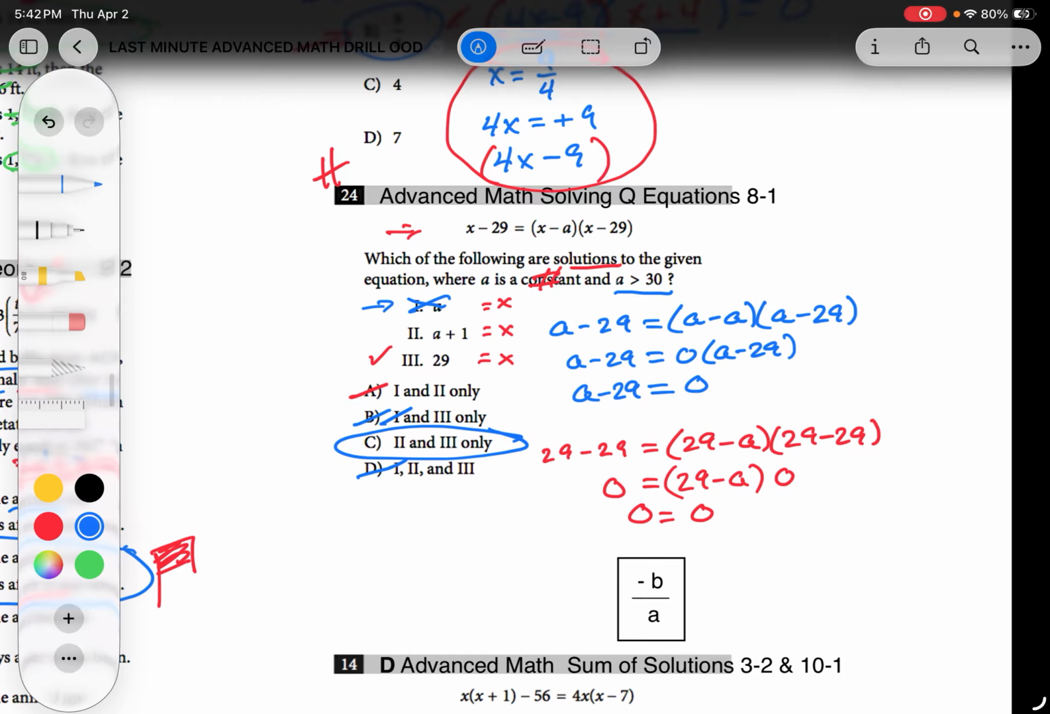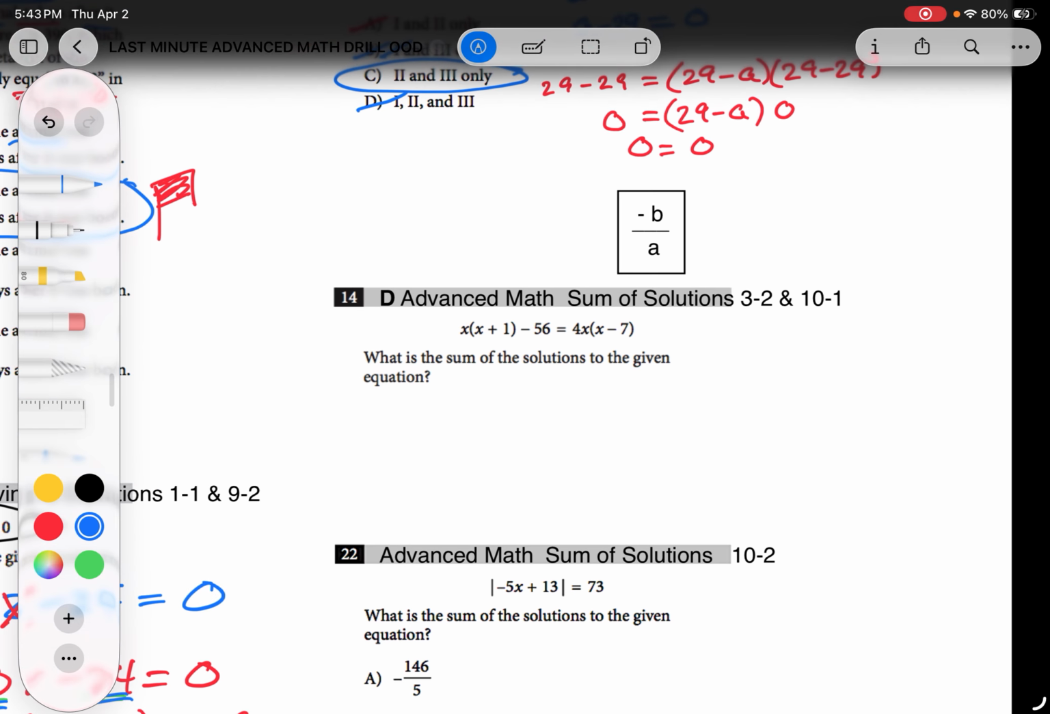Now, if you want to, you can go plug in Roman numeral 2, a plus 1, into the x values, and you're going to see it's going to work out. Why did you do Roman numeral 3 first? Well, because 29 is easier to plug in. And then why did you do Roman numeral 1 next? Because it's just a instead of a plus 1. I'm less susceptible to making a careless error. And in this case, I got lucky. I was able to eliminate answer choices with Roman numeral 1, and the only one left over is C, Roman numerals 2 and 3.